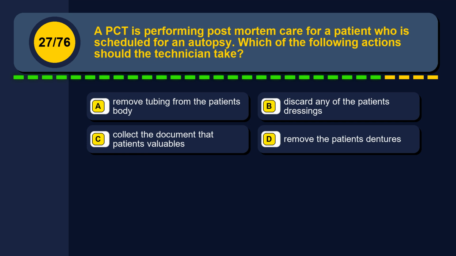Question 27. A PCT is performing post-mortem care for a patient who is scheduled for an autopsy. Which of the following actions should the technician take? Option A. Remove tubing from the patient's body. Option B. Discard any of the patient's dressings. Option C. Collect and document the patient's valuables. Option D. Remove the patient's dentures.